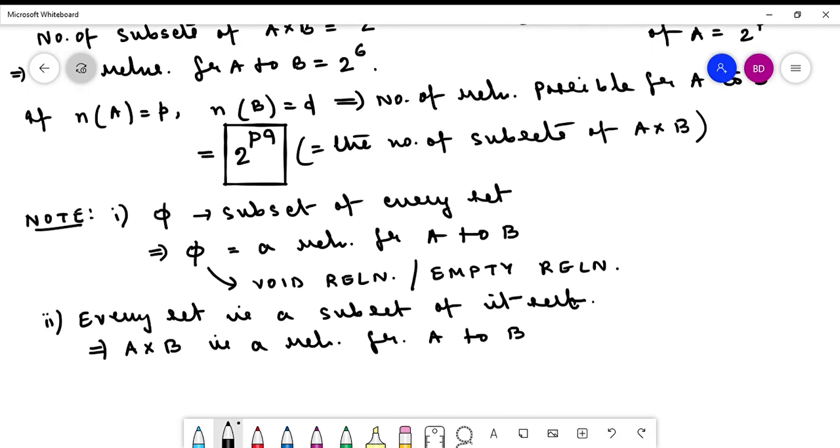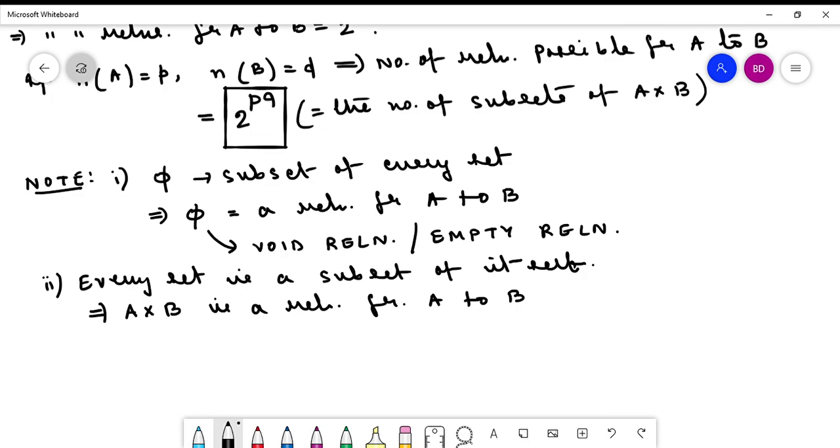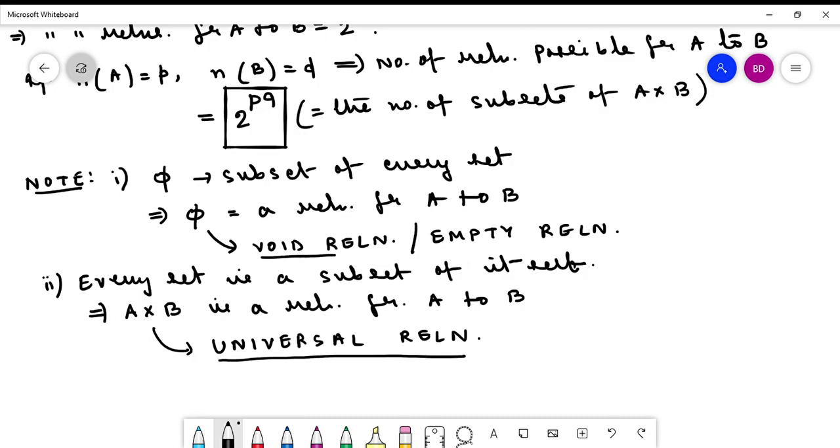And this relation is called, since I have included the whole set A cross B as a relation, the universal relation. So you can see that these are two different extremities. The empty relation has no element in it, and the universal relation from A to B consists of all the elements of A cross B. So these are the two extremities. So any other relation will lie between the void and the universal relation.